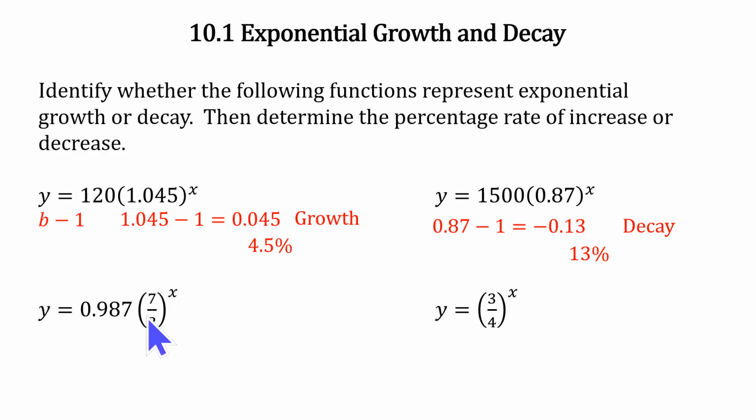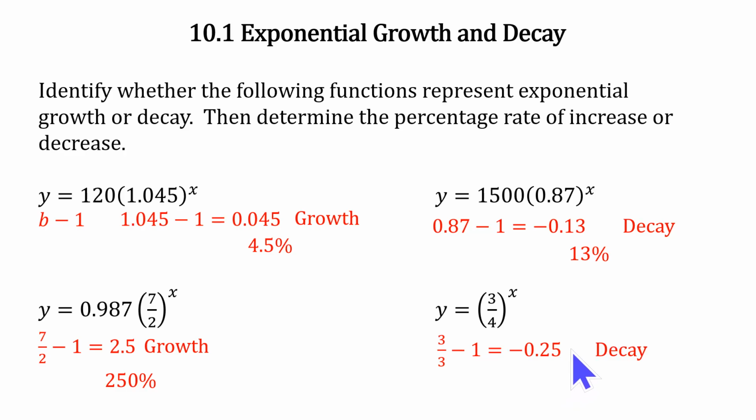So here, same thing. 7 over 2 minus 1 is 2.5. That's positive, so it's growth. This one's weird. You move the decimal over twice, and we get 250%. Same thing, 3 over 4 minus 1 is negative 0.25, so that is decay. We are decreasing by 25%.